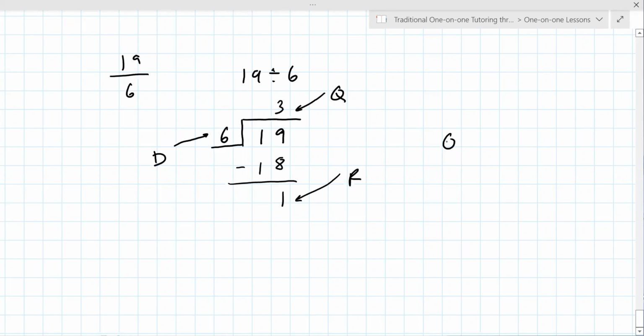So you write your answer as the quotient, remainder over divisor. All right, so that's 3 for the quotient. Remainder is 1, and the divisor is 6. Okay. You got that down? Yeah. All right. So here's one for you to try. 21 divided by 8. I want to know 3 things. I want to know the quotient, the remainder, and the divisor.